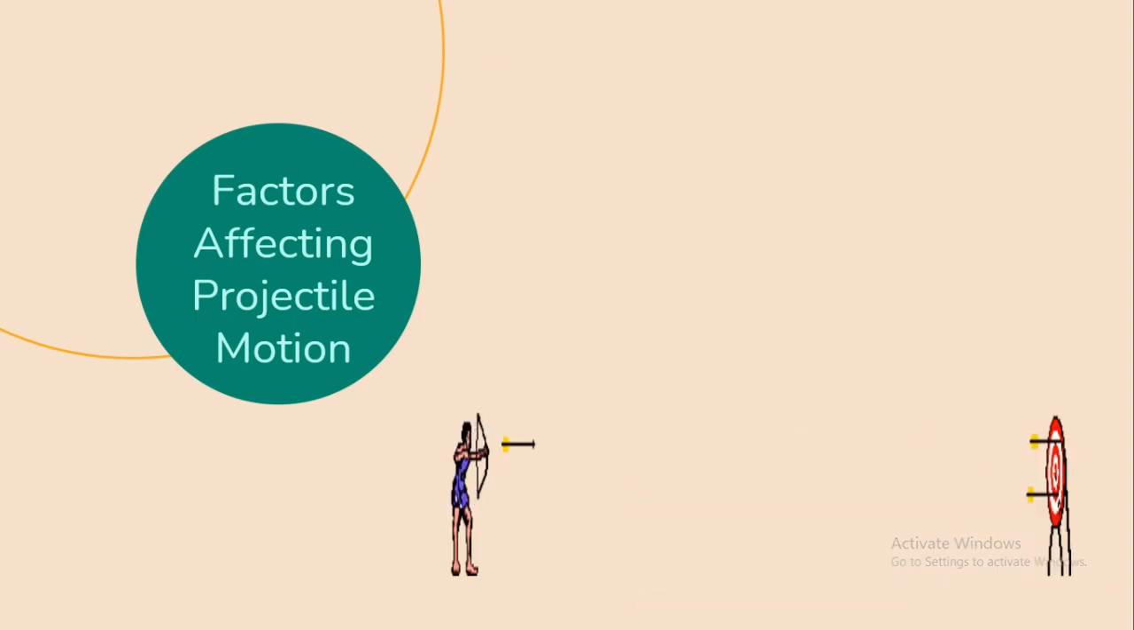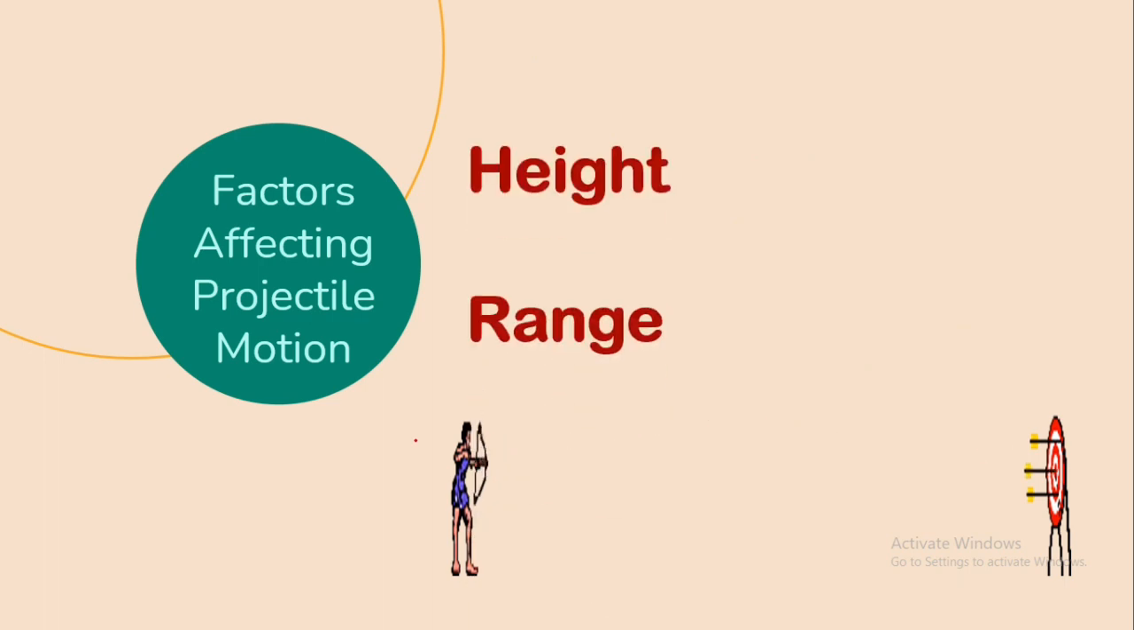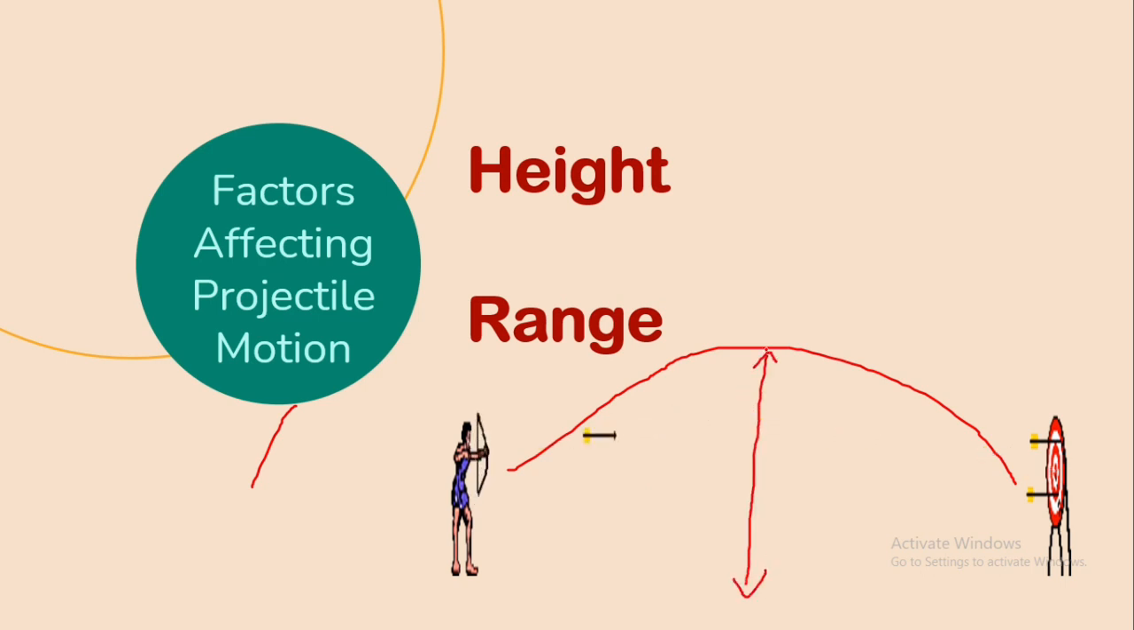The second factor is height. Projectile motion is affected by the height. On that parabola, what is the height? It is the highest point or the peak of an object that is being projected. And the third factor is range. Range is the horizontal displacement, or how far the object has traveled from the reference point up to its endpoint.